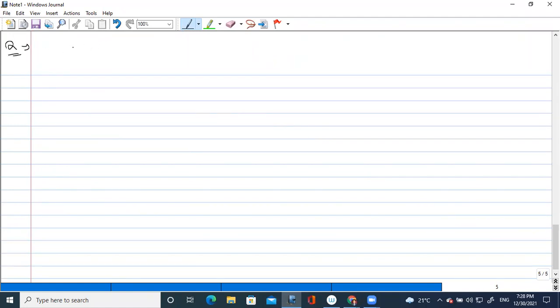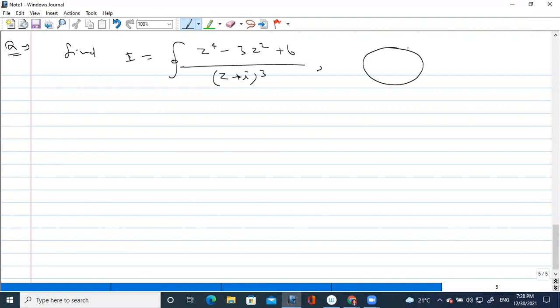Next question is: find the integral of z to the power 4 minus 3z square plus 6 divided by (z plus i) whole cube. Okay, and the contour is given like this. This is the contour, and this point is minus i. So minus i is inside here.